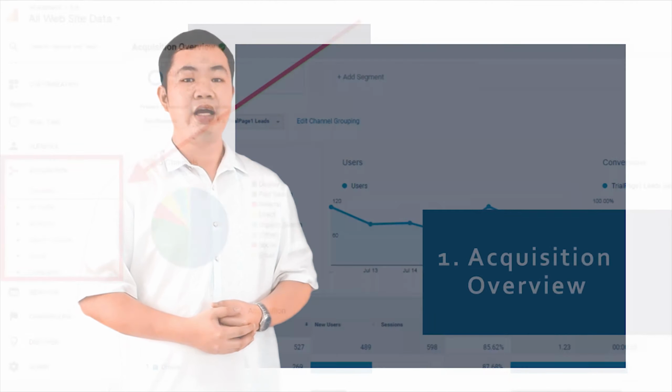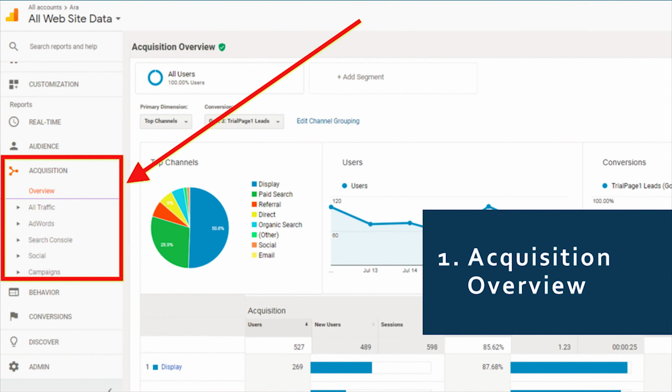Number 1, Acquisition Overview. You can access it using the menu in the left sidebar of your Google Analytics dashboard. It tells you where your visitors originated from, such as search engines, social networks, or website referrals. This is a key section when determining which online marketing tactics are bringing the most visitors to your website.